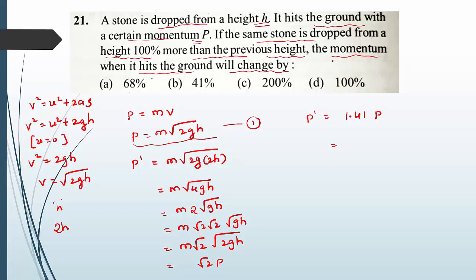1.41 in terms of percentile we can write as 141%. But compared to the initial value, 141 minus 100, we will get 41% as the final value, because we have to subtract its initial. Initially it is doubled, 100%. So 141 minus 100 gives the answer 41%. So option B is the right answer.